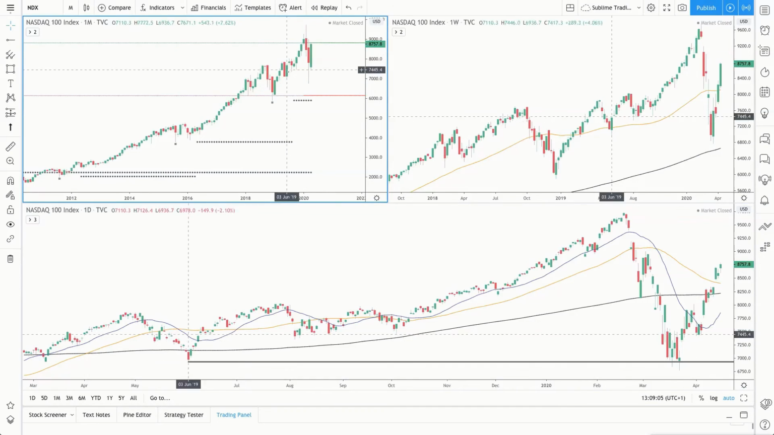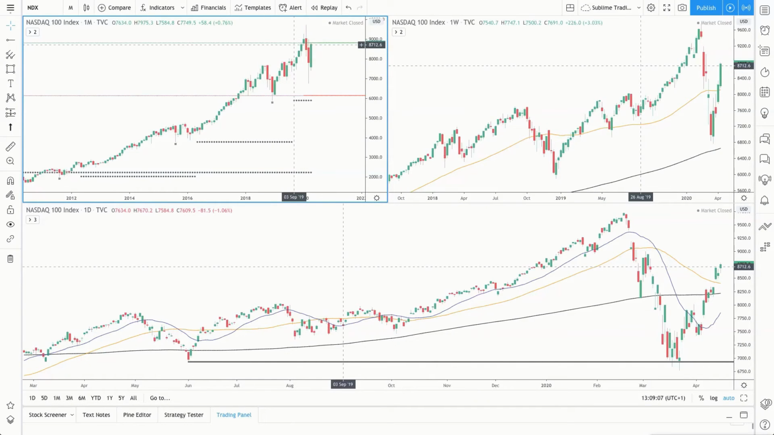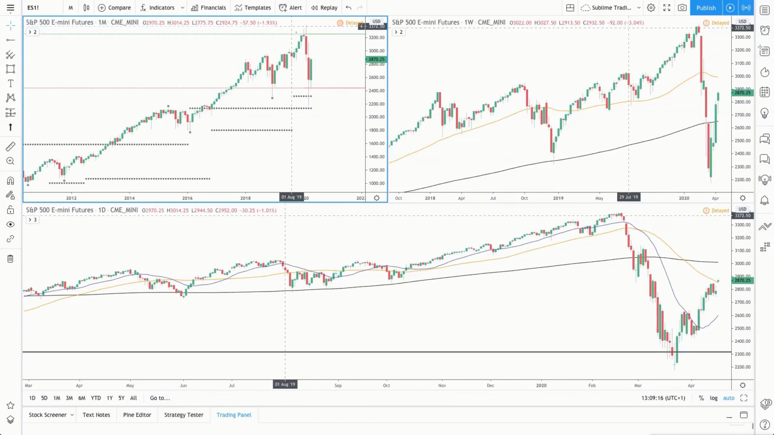If price does on the monthly time frame, as already mentioned, clear the high of 2019, that's a strong sign of a continuation back to the current all-time high. Okay, let's move to the S&P 500 to get an idea of pre-market action.